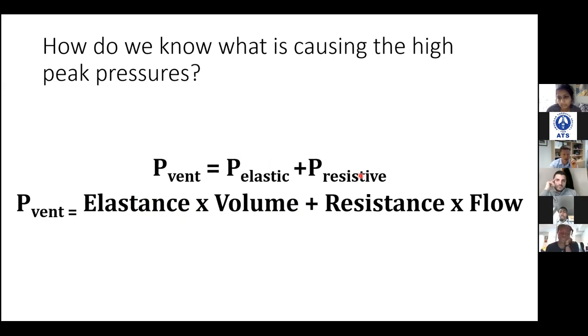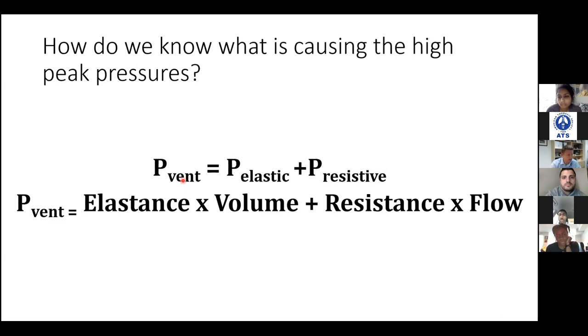So a small ET tube may cause a lot of resistive pressure. In this patient, small airways in the distal airways from boggy asthma are causing a high resistance. And so flow through there is going to require increased pressure to go through, right? So if the peak pressure is high, how might we know whether it's the elastic pressure or the resistive pressure that is causing this patient to have a high peak pressure? How could we discern which one? By eliminating one of them by inspiratory pause.